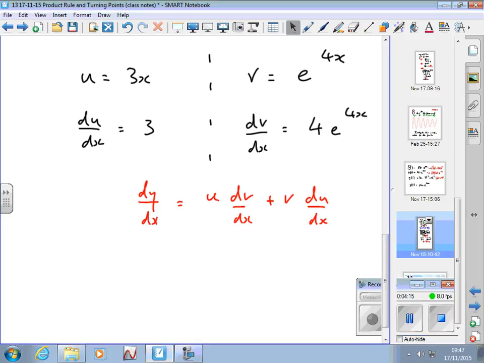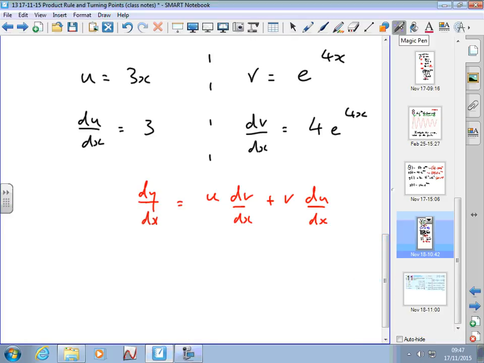Okay, so what's this rule telling me to do? It's saying that the differential of this whole function, dy by dx, equals u, that's 3x, multiplied by the differential of v, which is 4e to the 4x. And then I'm going to add v, which is e to the 4x, and multiply that by du by dx, which is just 3. So literally I just write down what they are.